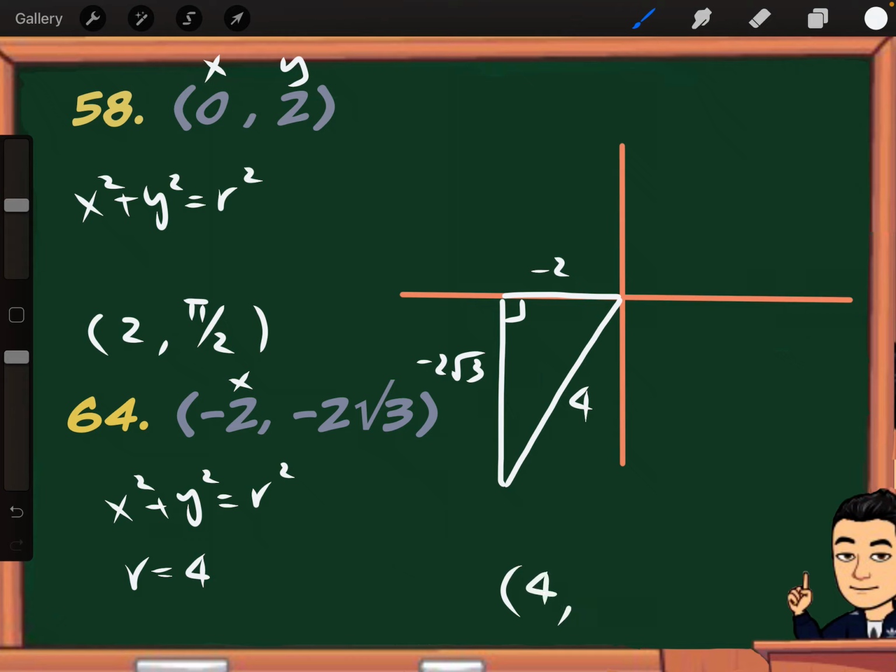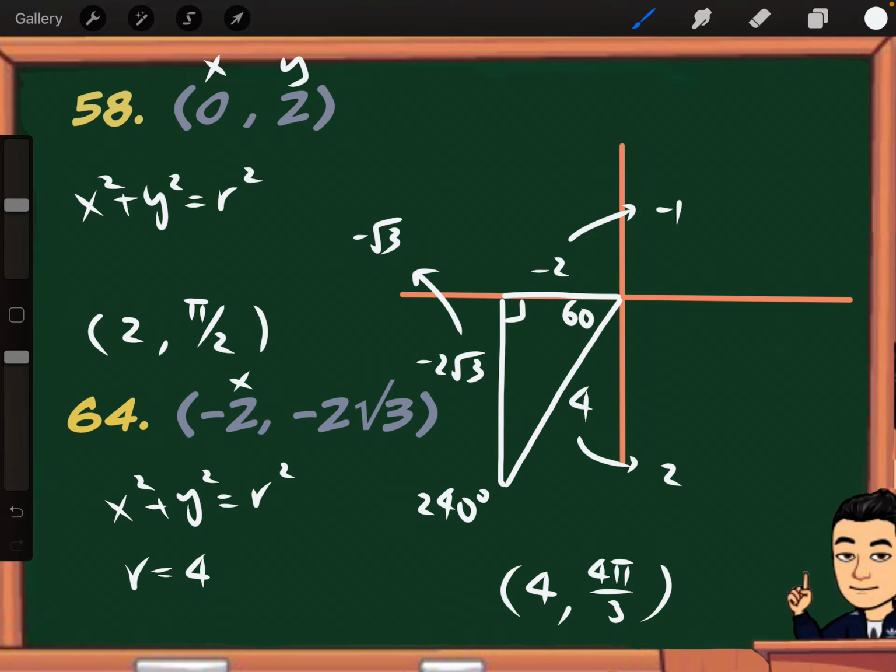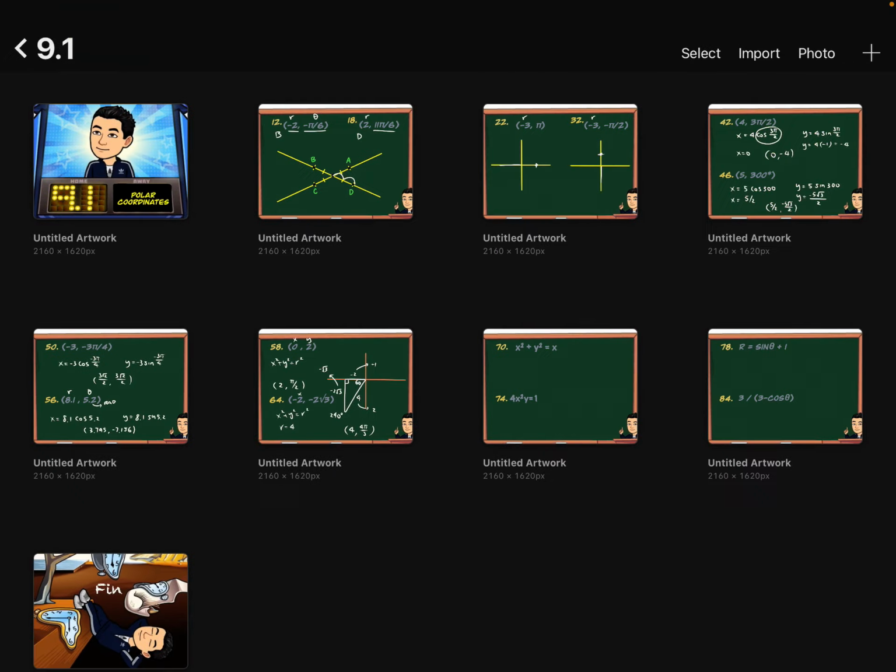Okay, so here we know that 4 comma, we're looking for the polar. So understand that if you divide everything by 2, this is going to be negative 1. And you divide this by 2, it's going to be negative rad 3. And then if you divide by negative 2, it's going to be 2. And you know that this is going to be a 60-degree triangle in quadrant 3. So that's equivalent to your theta being 240 degrees. Okay, 240 degrees is 4 pi over 3. And that's it.